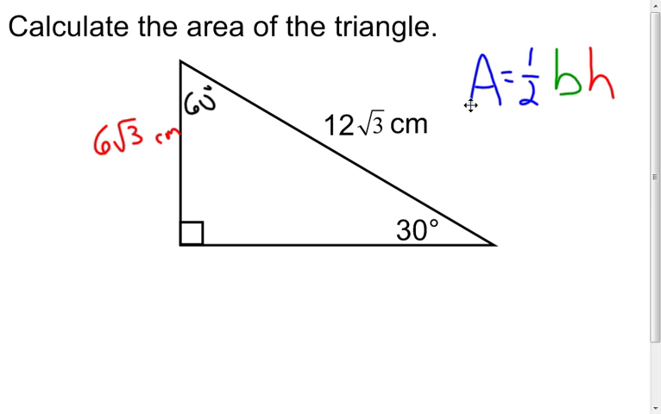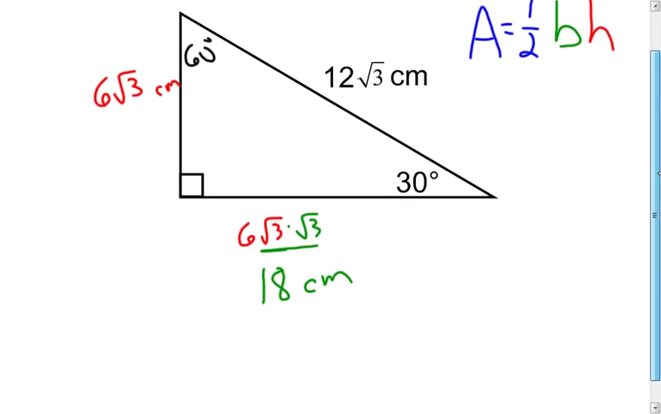And then to go from the short leg to the long leg, I remembered I needed to multiply by root 3. So if I take my short leg, which is 6 root 3, and I multiply it by root 3, this part right here is equal to 3, and 6 times 3 is 18. So the long leg of my 30, 60, 90 triangle is 18 centimeters. Well, now I can take that information and I can plug it in.